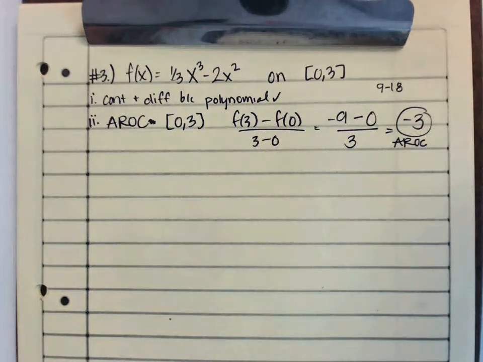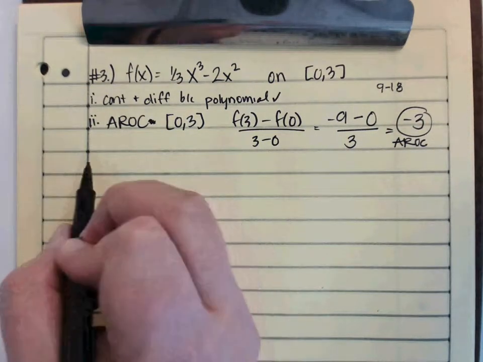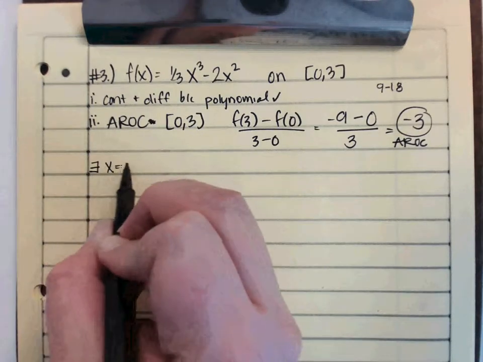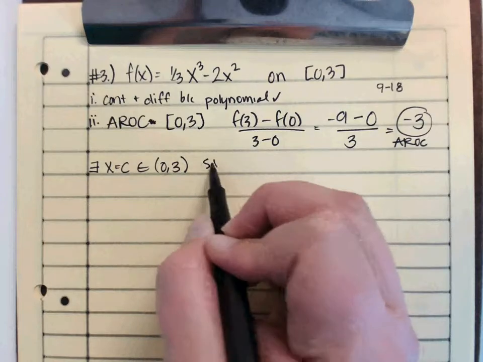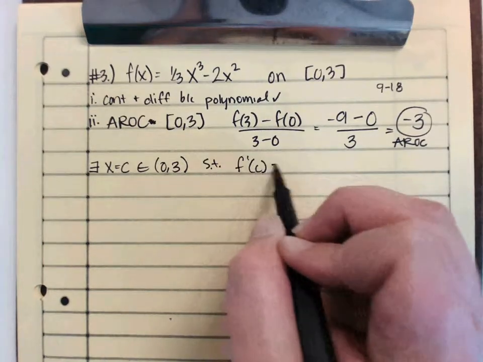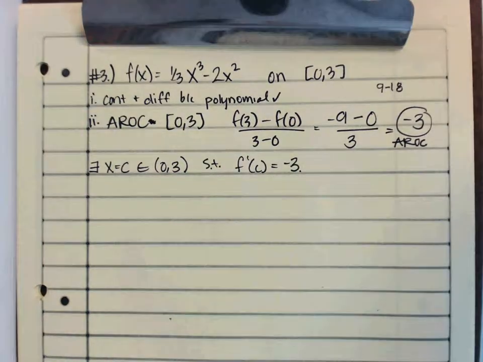My slope has to hit that number for that to be the average. So there must exist x equals c within 0 to 3 such that f prime of c equals negative 3. There has to be a value where my derivative comes out to be negative 3. If that's the average, there has to be a point where that's the tangent slope.